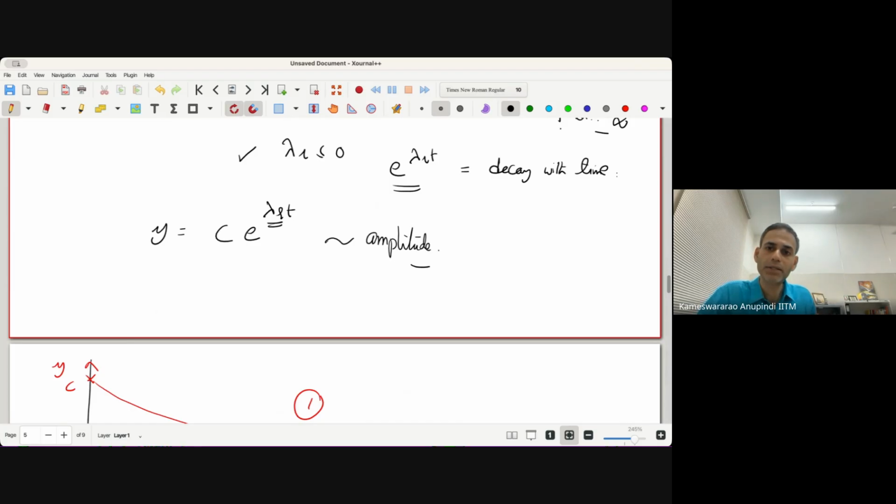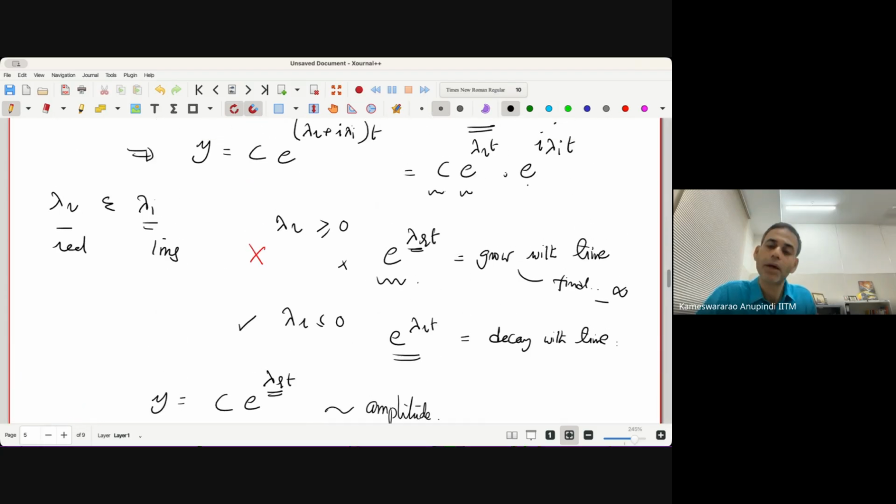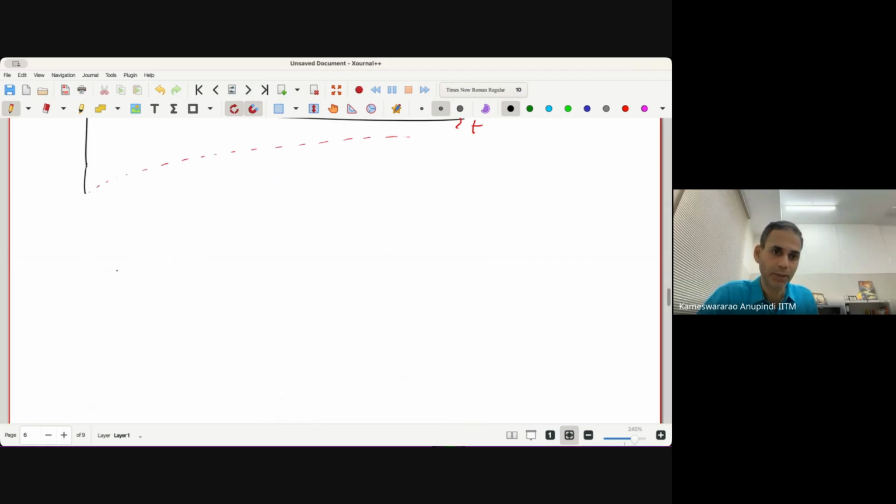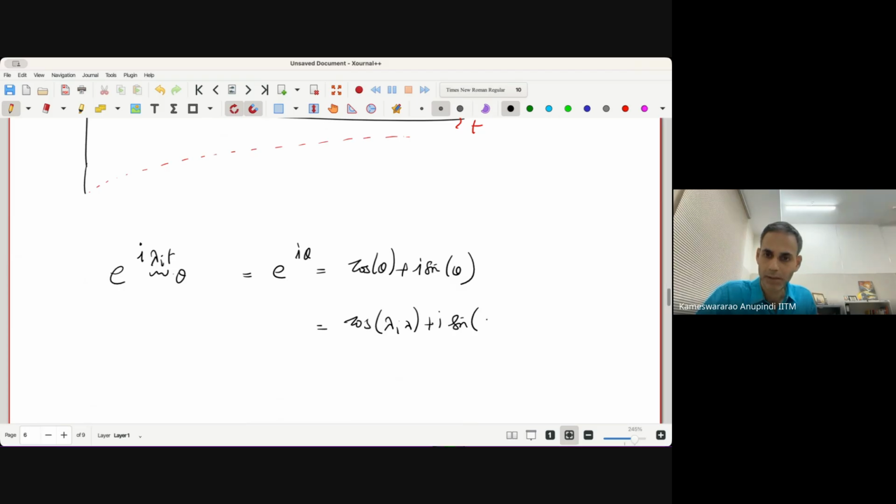Okay, what is the effect of the e to the power i lambda_i t on the solution? If I call lambda_i t as theta, then we have e to the power i theta, which is cosine theta plus i sine theta. That means it's going to be cosine of lambda_i t plus i sine lambda_i t, right? That is what I have.